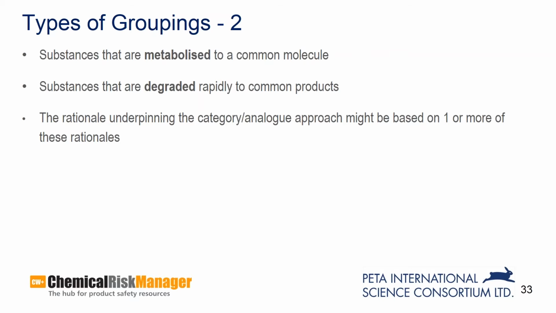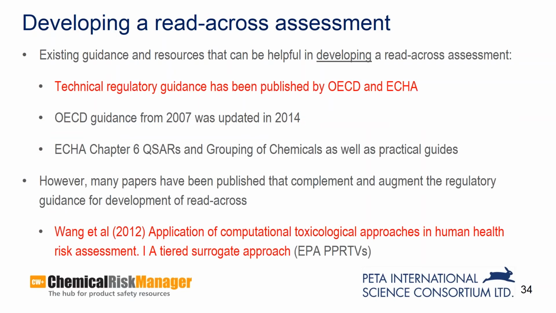Thanks, Mark. So we've outlined a number of different ways in which chemicals can be grouped together, these different types of groupings, and Mark's helpfully outlined and defined what we mean by analog and category and read across itself. And here what I want to show is some of the practical aspects of going through a workflow and trying to develop a read across assessment in practice.